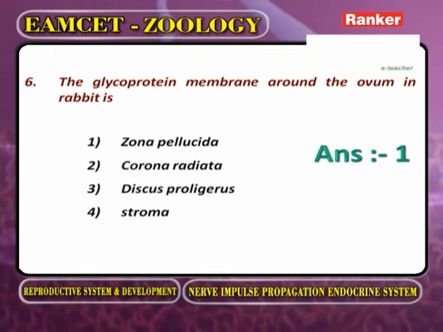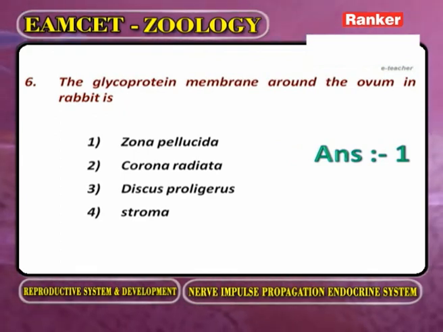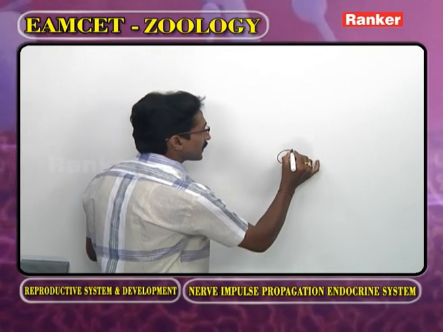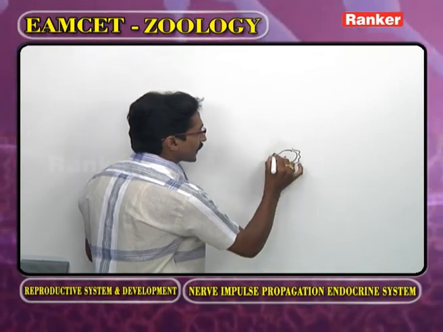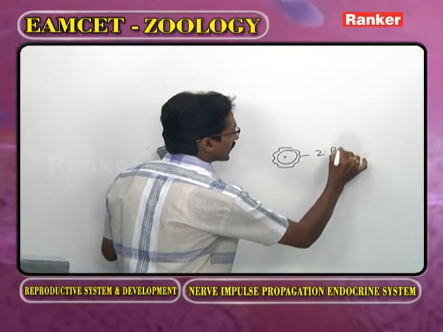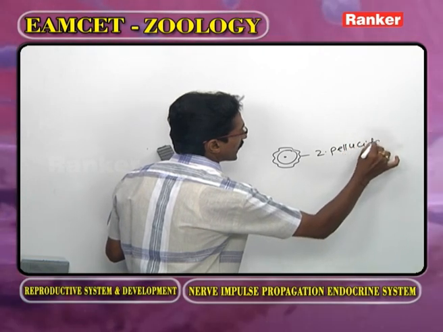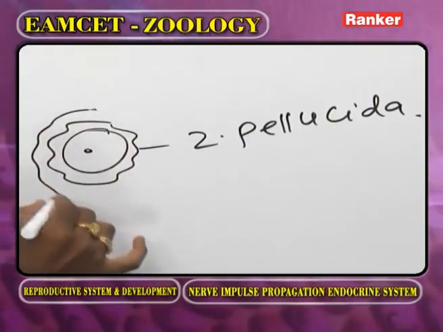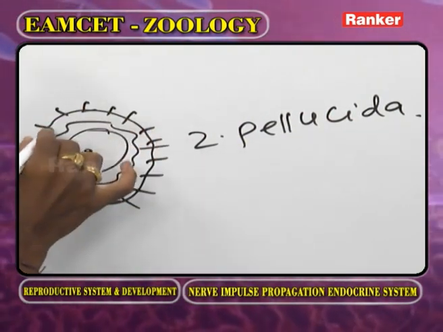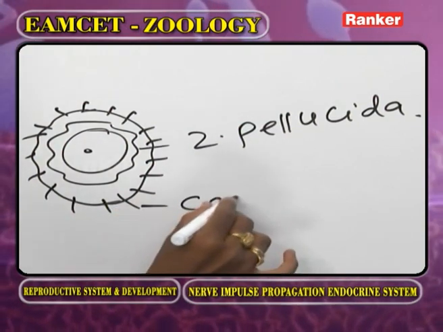The glycoprotein membrane around the ovum in rabbit. Now as we observe the ovum, this part we call the ovum. In the ovum, the haploid number of chromosomes is present. The ovum is covered and protected by how many layers? 2 layers. Innermost layer we call the zona pellucida. Above it, what is present? A striated layer is present. Now it is called the corona radiata.